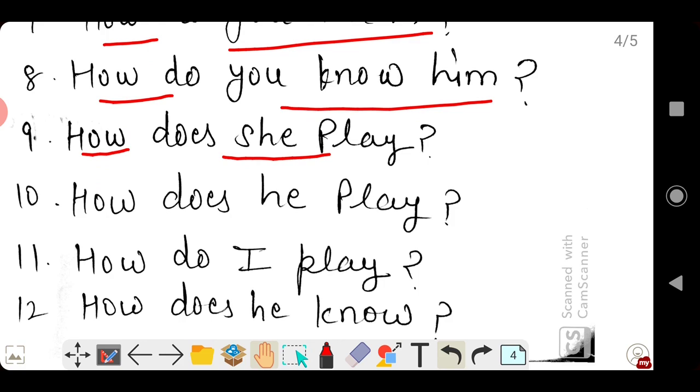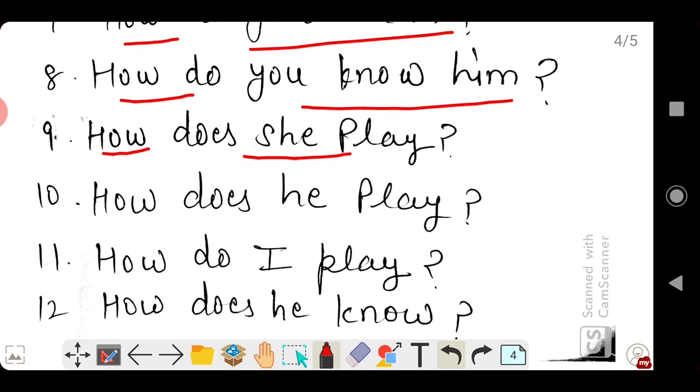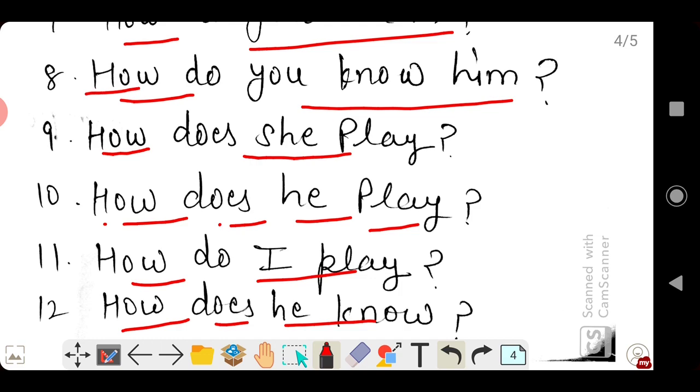How does she play? How does he play? How do I play? How does he know? As I told you, this lecture will be on how. So I'm trying to teach you the sentence with how.